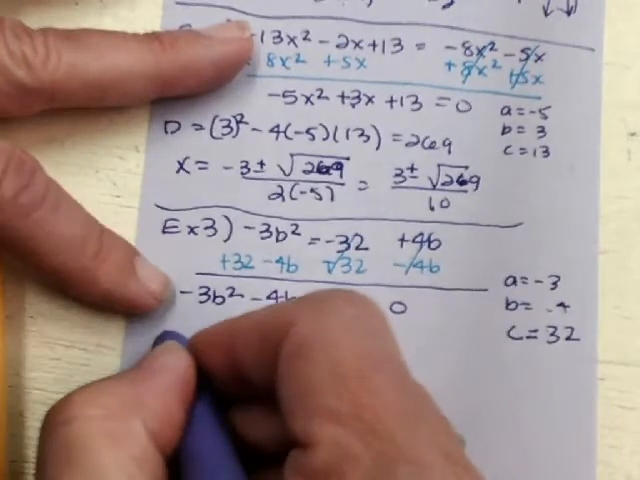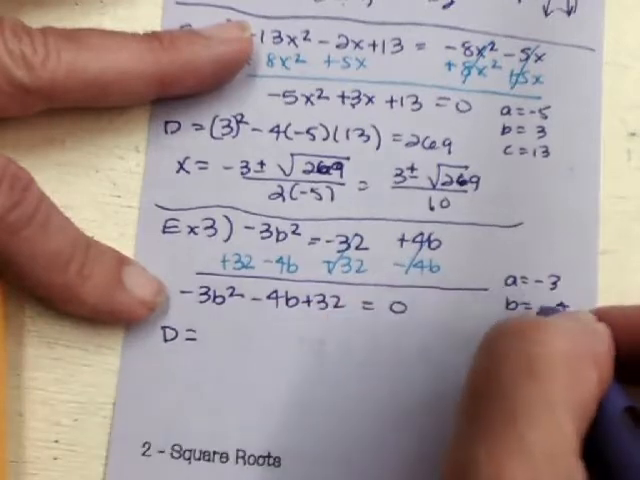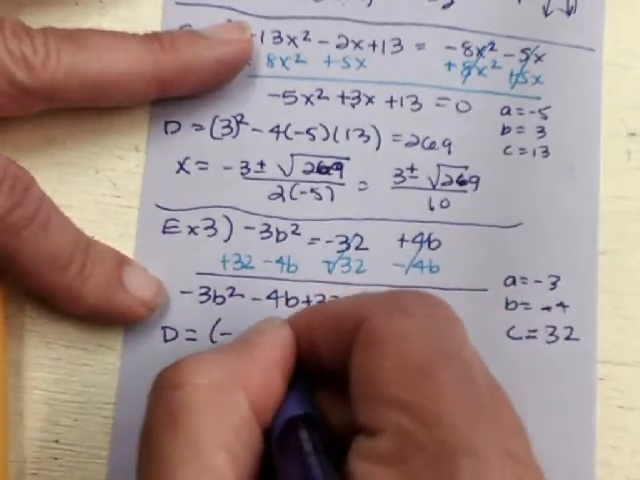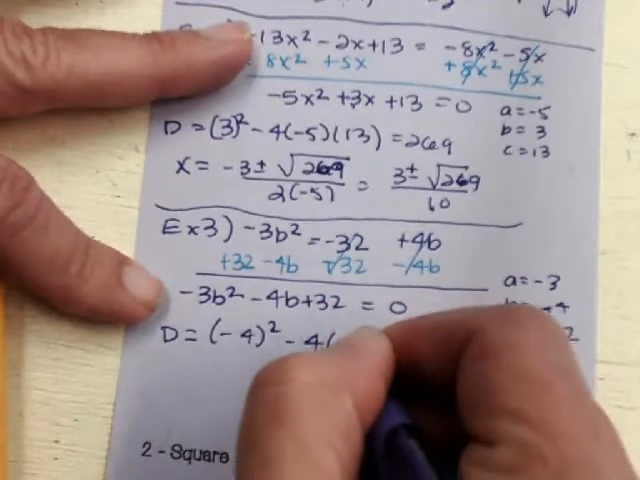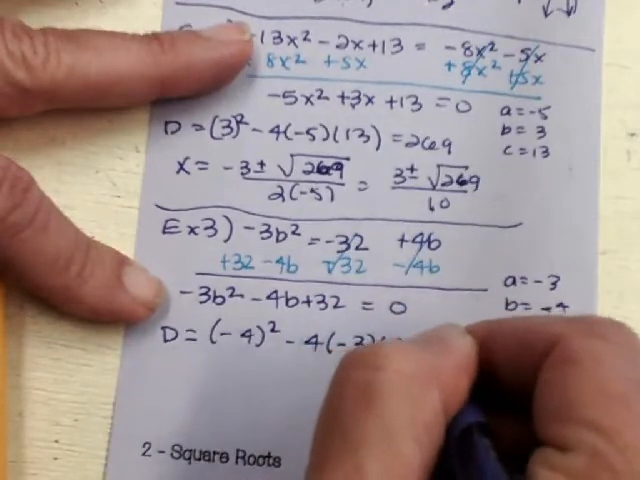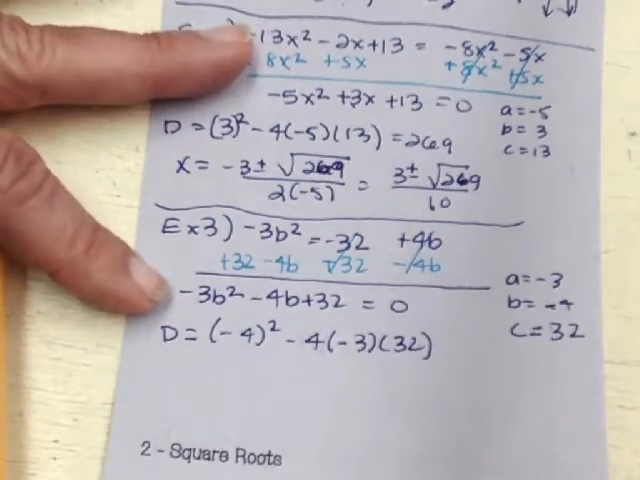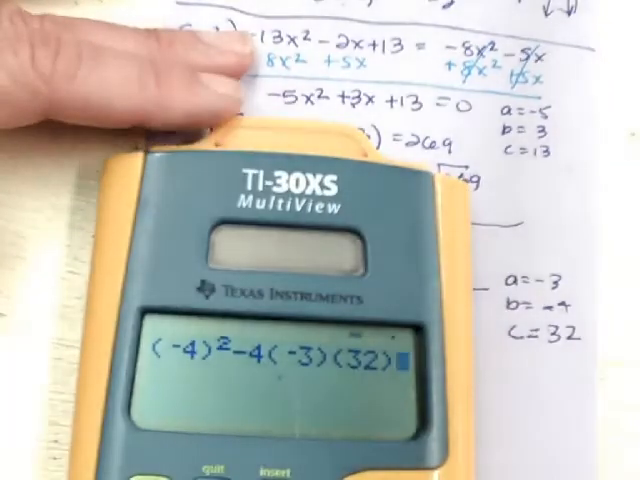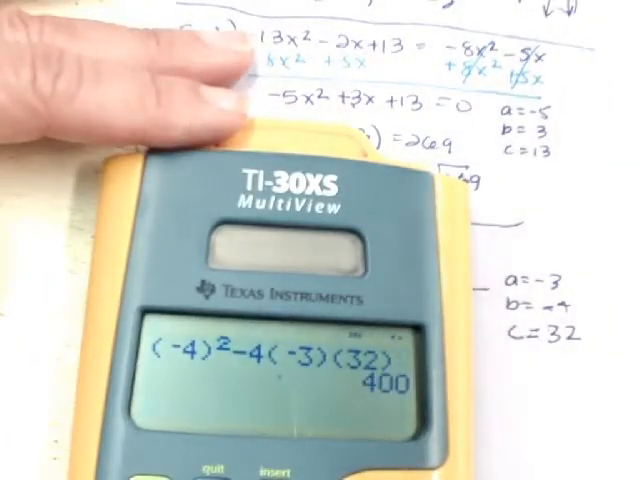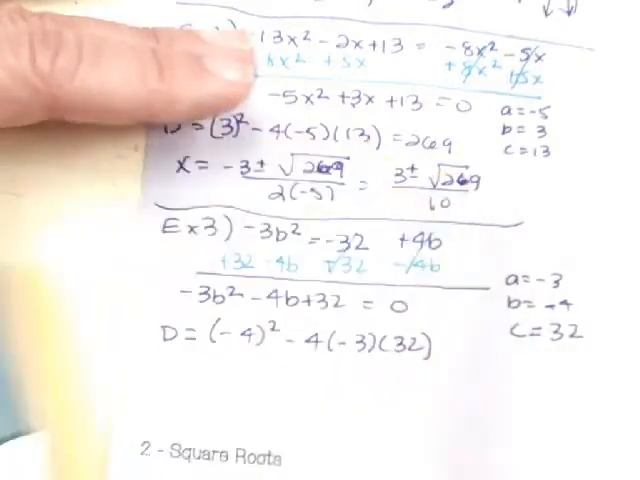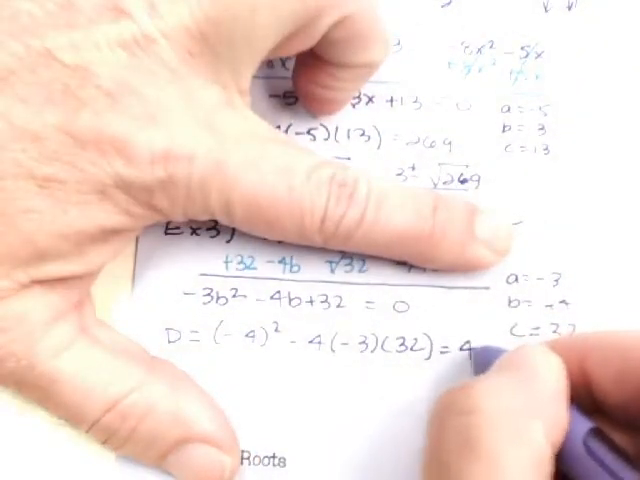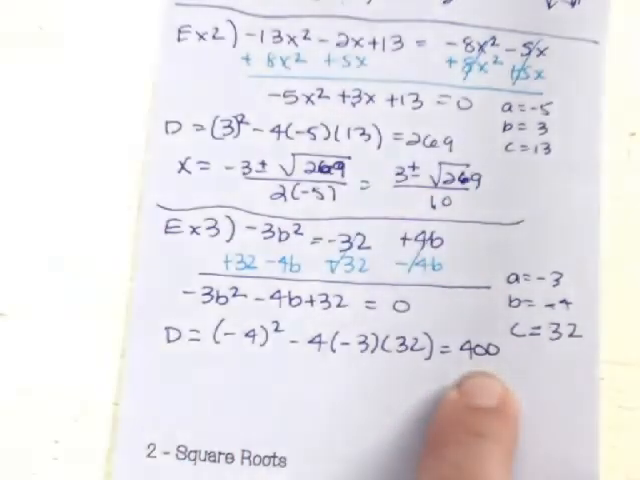So let's find the discriminant. The discriminant is b squared, that's a negative 4. So we're going to do negative 4 squared minus 4 times a times c. So in my calculator, negative 4 squared minus 4 times negative 3 times 32. Just typing it in on my calculator like it is on my paper, and I get 400. That's a positive number. That means I'm going to have two real roots.